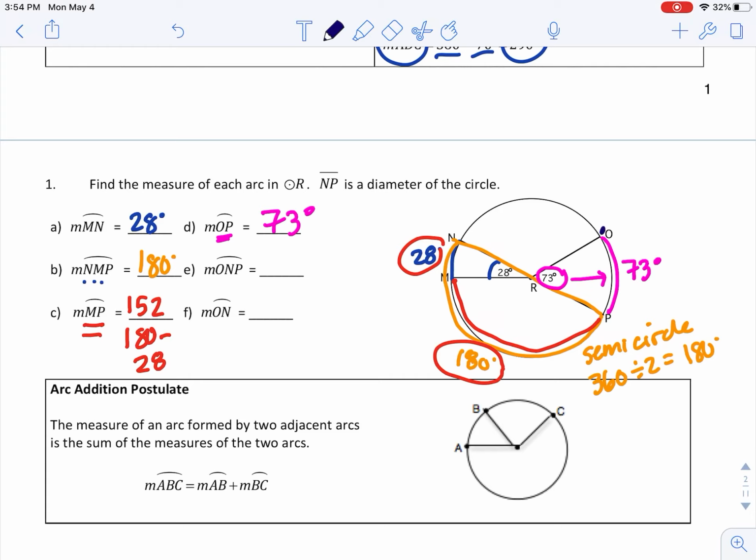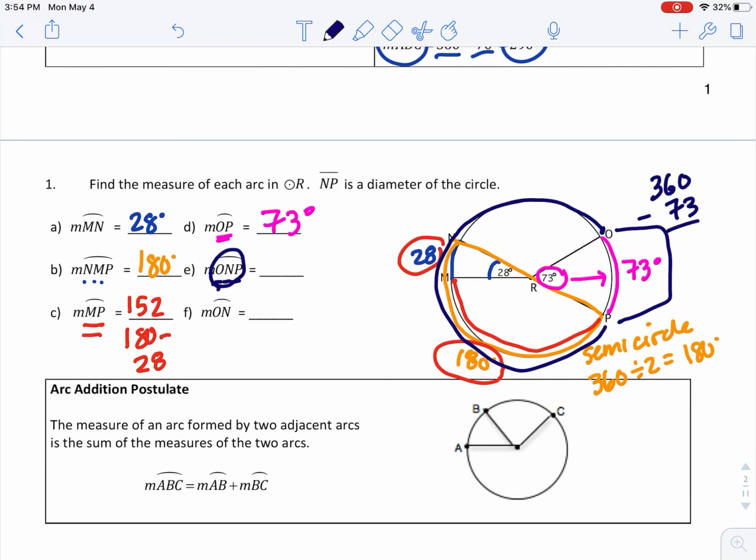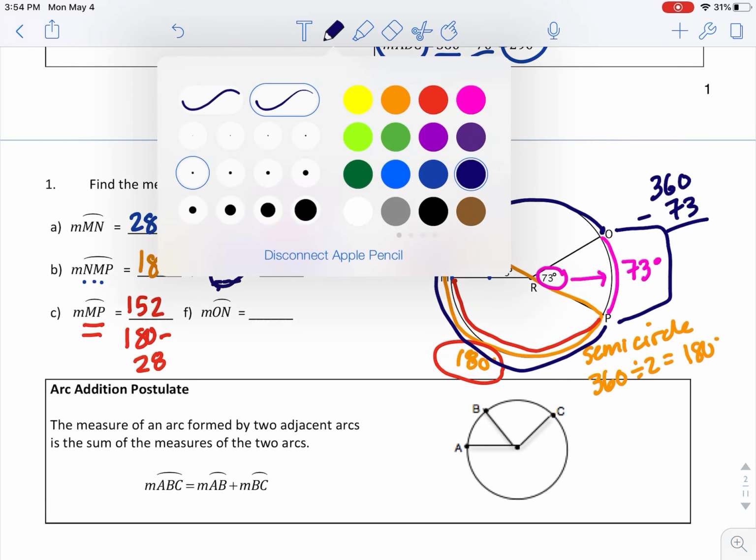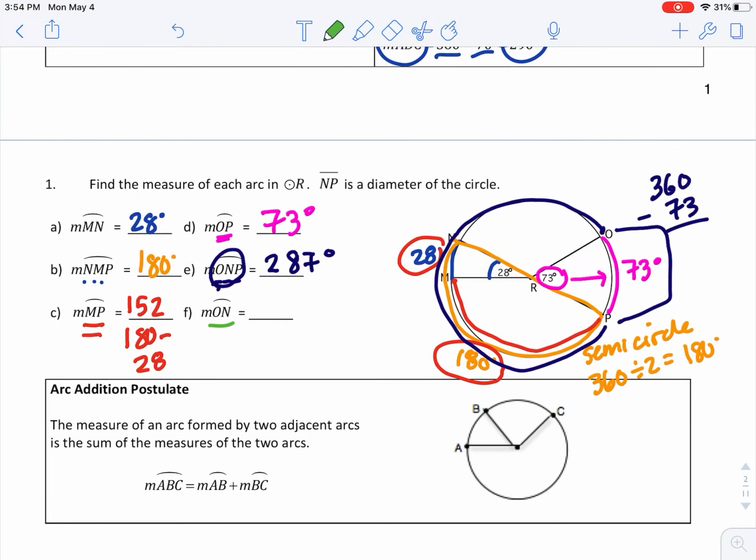All right, so that means I have to go in this order: O, then N, then P. So I have to start at O, then go to N, then keep going to P. So that's all of, see that dark blue area that I just highlighted, O to N to P. Well, that's basically everything except for this one section right here. So that's the whole circle minus the 73 degrees for that pink arc right there. So 360 minus 73 is 287 degrees.